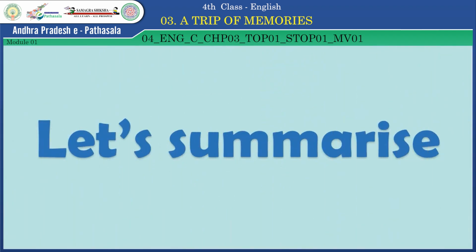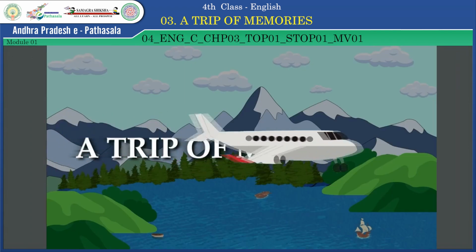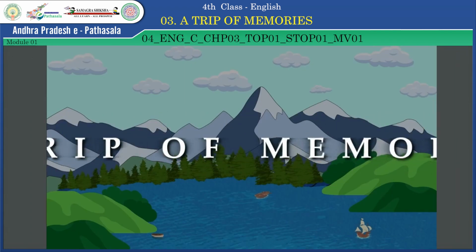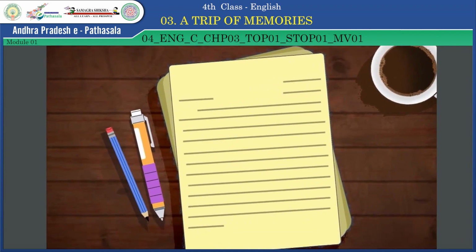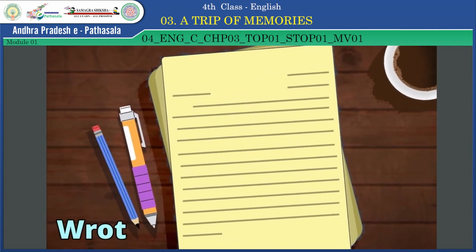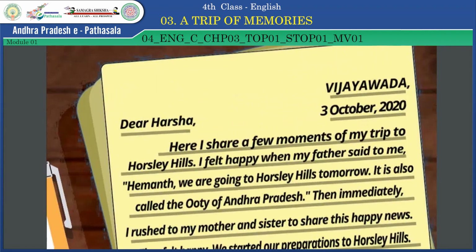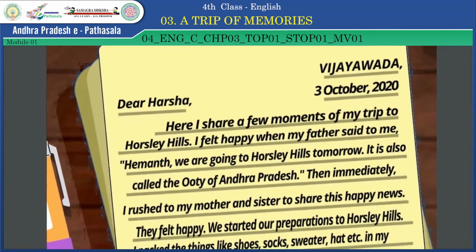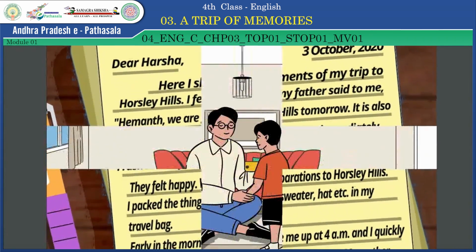Let's summarize the lesson by watching the following video. A trip of memories. This story is about a letter that a boy named Hemant wrote to his friend Harsha. The letter says as follows. Dear Harsha, here I share a few moments of my trip to Horsley Hills.